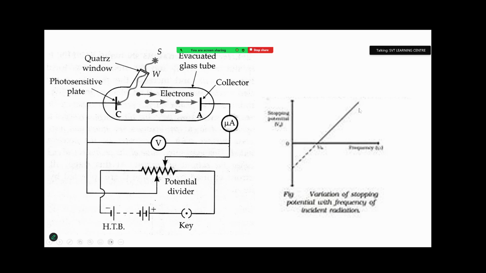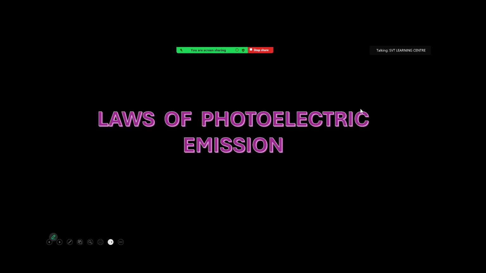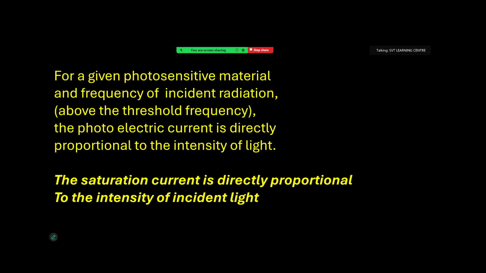Now we would like to summarize whatever we have learned, and we call these the laws of photoelectric emission. So first, for a given photosensitive material and given frequency of incident radiation, of course above the threshold frequency for the given metal, the photoelectric current is directly proportional to the intensity of light. So once electrons are emitted for a certain light, the current is directly proportional to the intensity of light. The saturation current is directly proportional to the incident light.